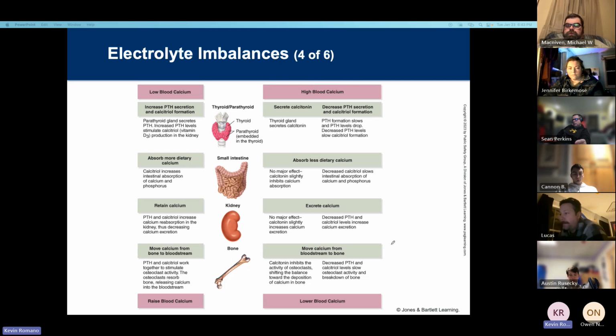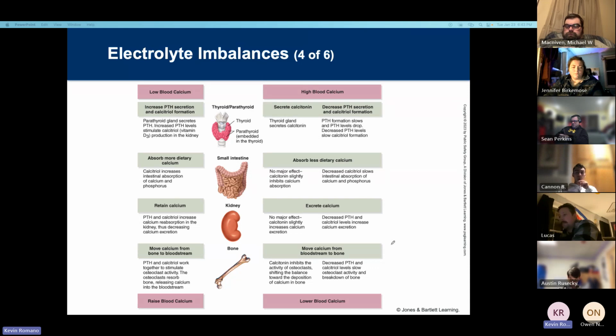So the small intestines, if it's low blood calcium, absorb more dietary calcium, which increases the intestinal absorption of calcium and phosphorus. If you have a high blood calcium, it absorbs less dietary calcium. You see no major effect, slightly inhibits calcium absorption. You can read the rest that's there. With the kidneys, as far as renal calcium goes, PTH and... God, I can't speak today. Calcitriol increases calcium reabsorption in the kidney, thus decreasing calcium excretion. But if it's elevated, there's really no major effect.